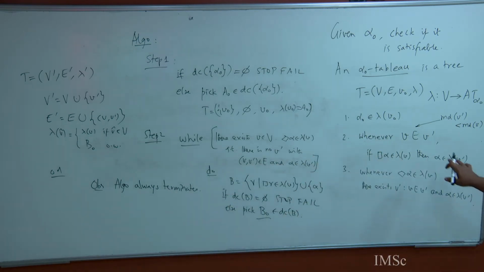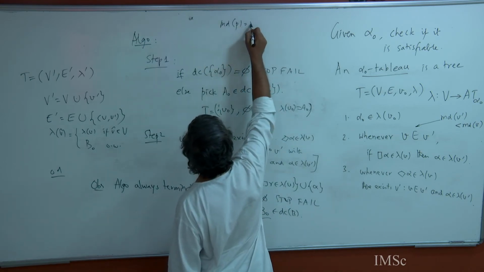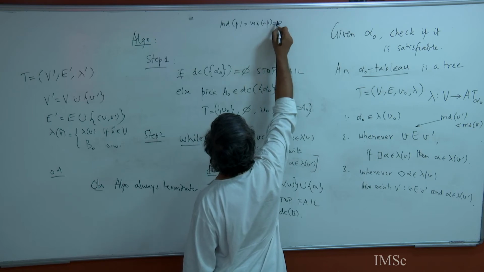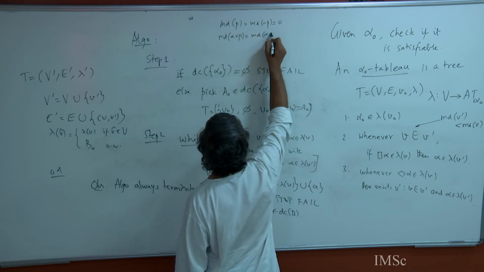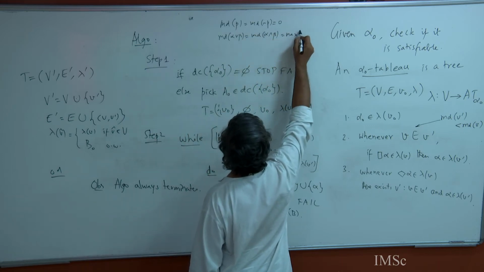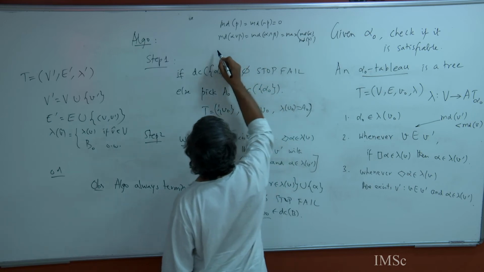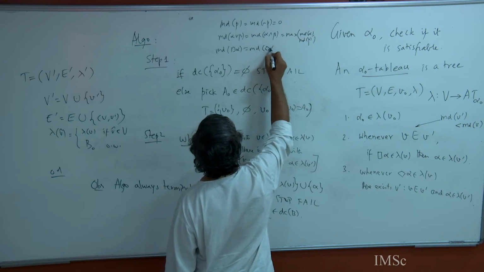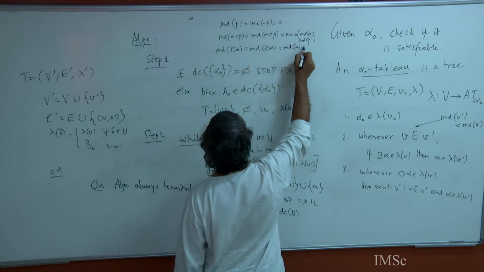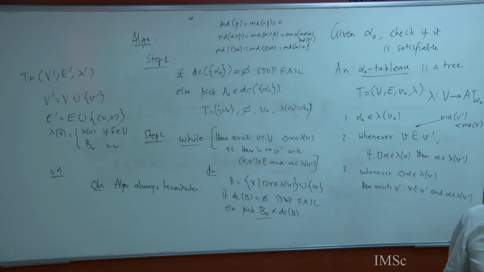Why? Every time I go down, my modal depth decreases. Let's see, what is modal depth? Modal depth of P equals modal depth of not P equals 0. Modal depth of alpha or beta equals max of modal depth of alpha, modal depth of beta. Modal depth of box alpha equals modal depth of diamond alpha equals modal depth of alpha plus 1, right? Exactly like quantifier rank, right?